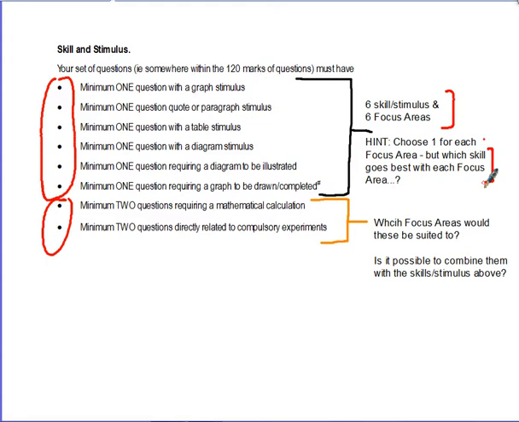With these 2 down the bottom, the mathematical questions and the compulsory experiment questions, you've only got to do 4, which means you don't have to do them for all the focus areas. So the thing you've got to ask yourself is which focus areas are they best suited to? And also, for all these questions, is it possible to combine them with the skills and stimulus above? For example, you could do a question about a compulsory experiment that involved a diagram, or a table, or a graph. By doing that, you're actually covering 2 of the requirements at the same time, and that's perfectly allowed in this assessment task.